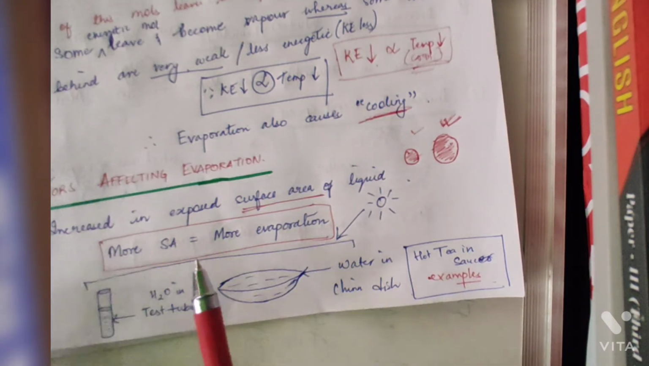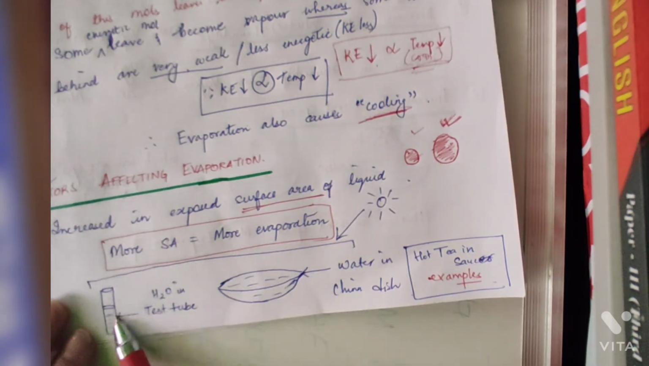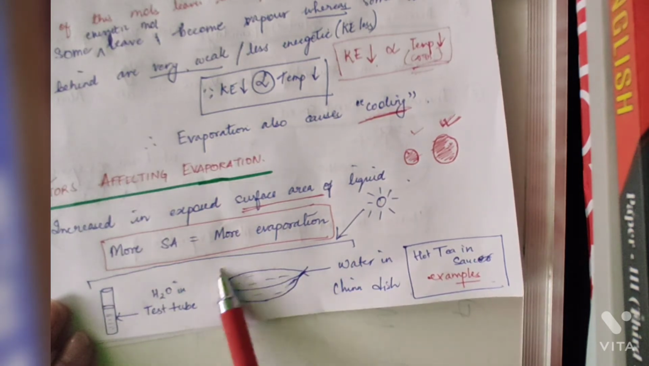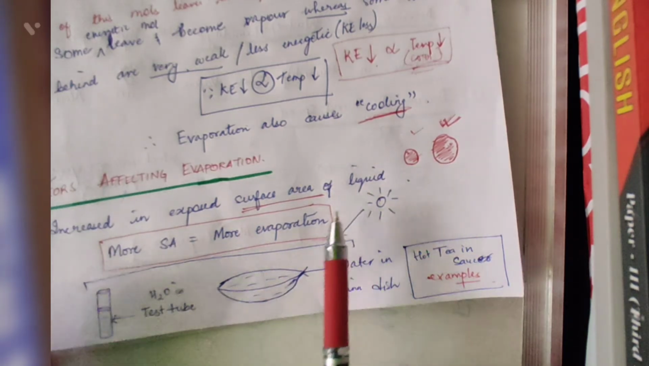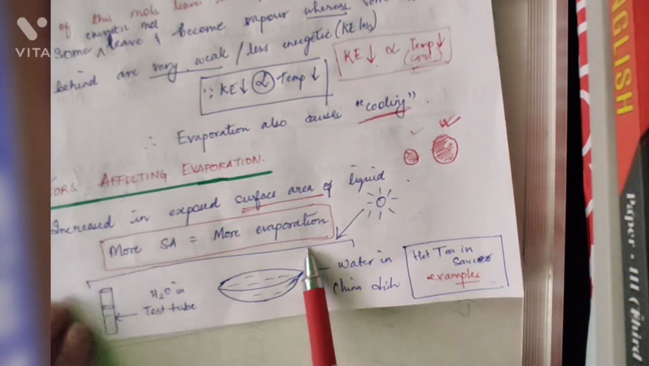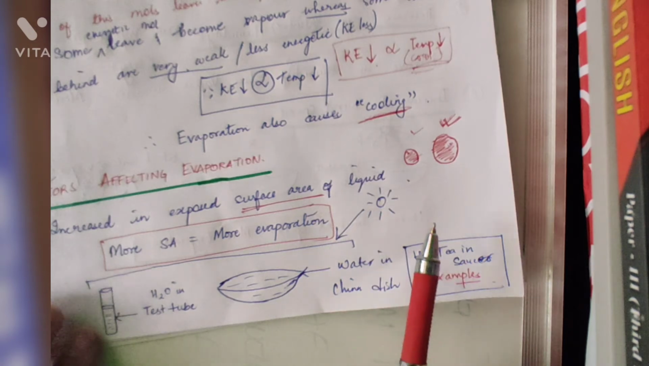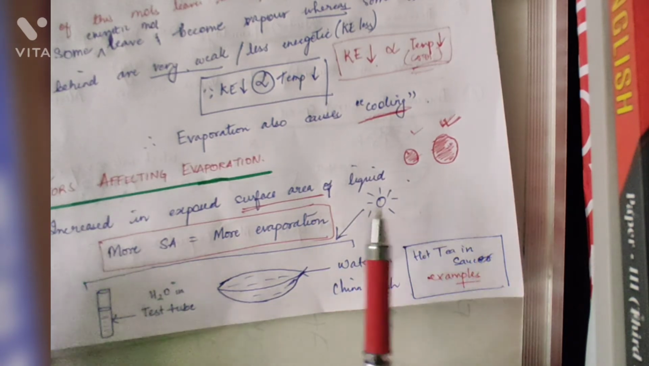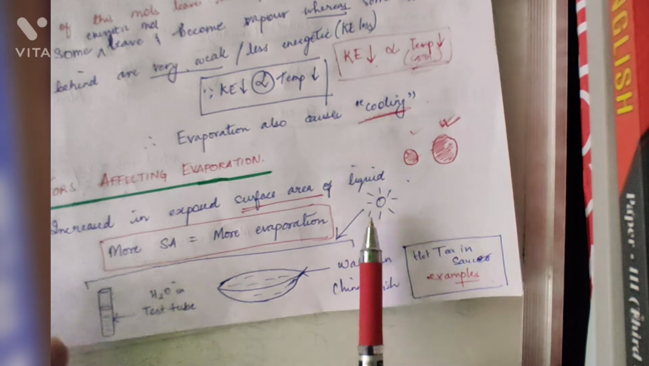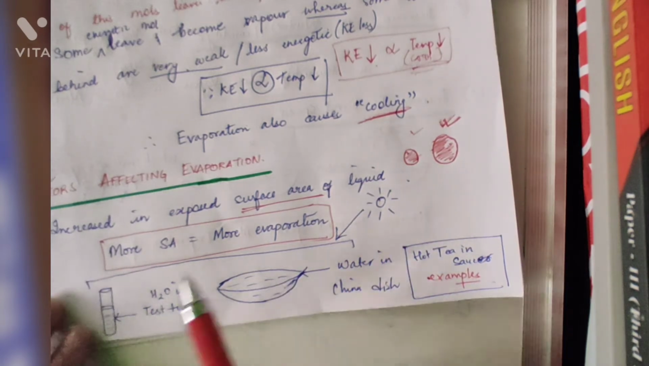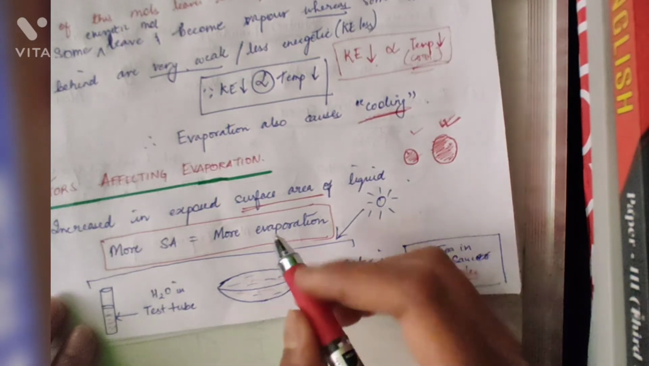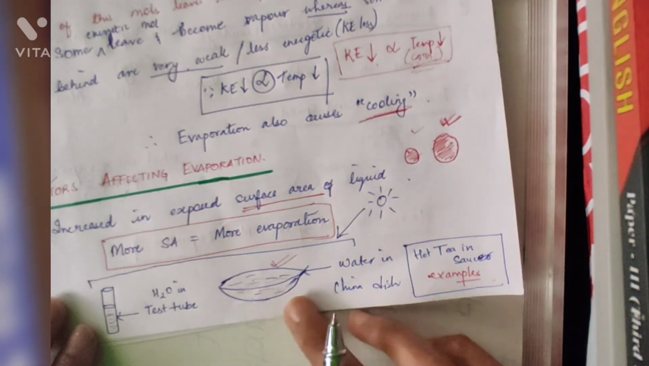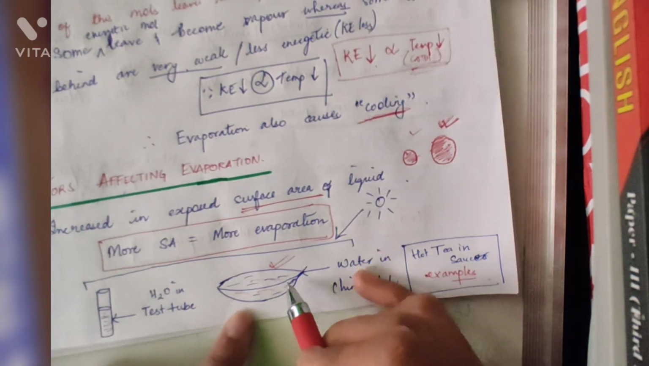See, we'll take a simple example of this. If you take water in a test tube, right? Normal water in a test tube and water in a china dish, okay, and you place it outside of your window in the sun. You place it for a few hours. Then what do you think will evaporate first? What do you think will evaporate, or this water will disappear first, from here or from here? Obviously from here, right? Because this has more surface area.